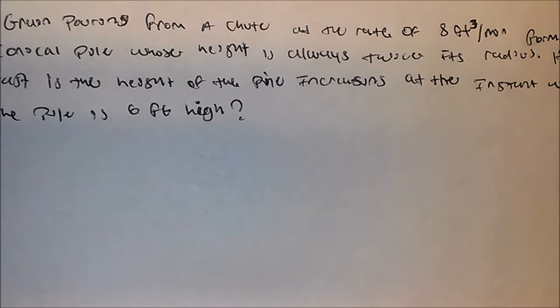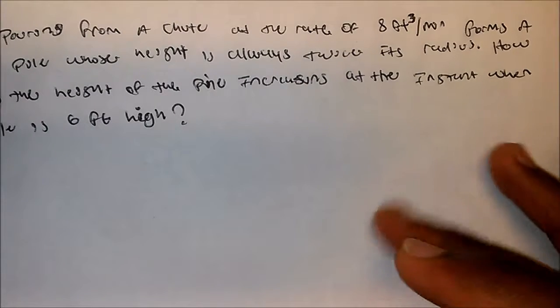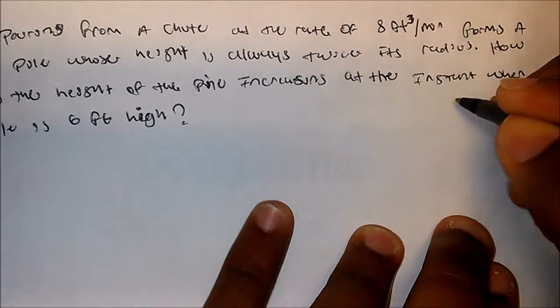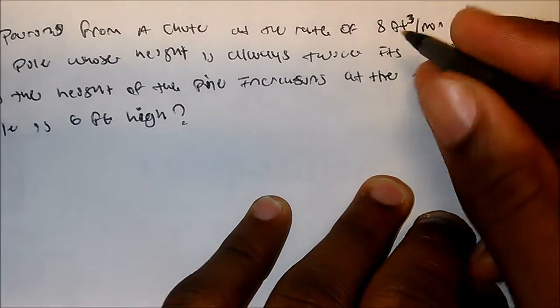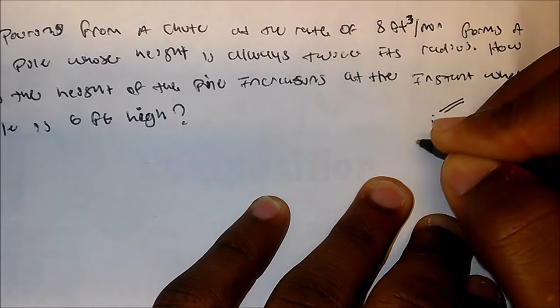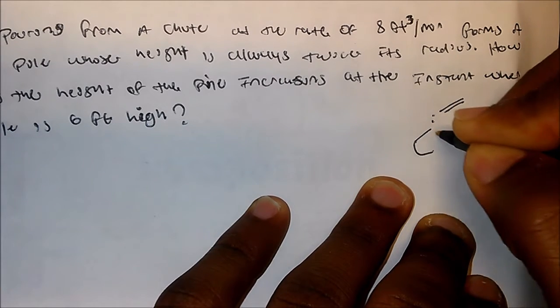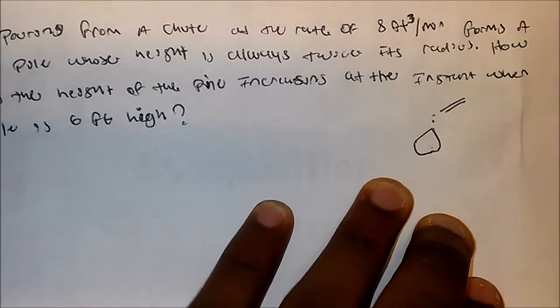Grain pouring from a chute at a rate of 8 cubic feet per minute forms a conical pile whose height is always twice its radius. How fast is the height of the pile increasing at the instant when the pile is 6 feet high? So you can imagine we have a picture like this. We have some grain poured in, forming this conical pile here.